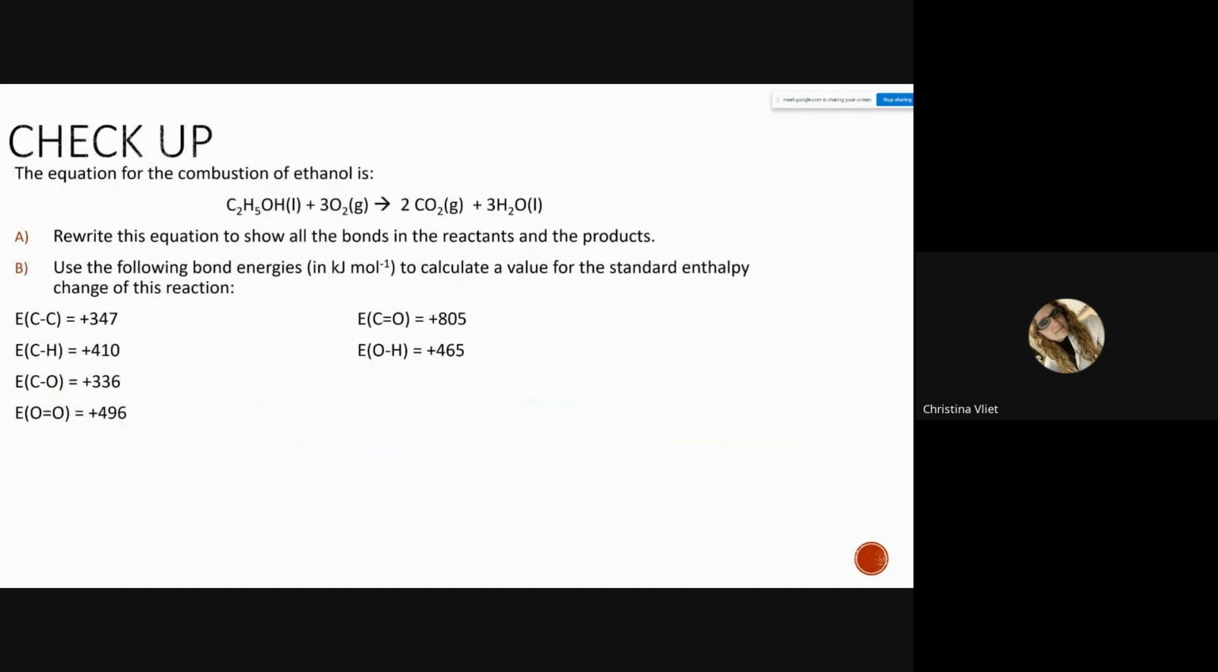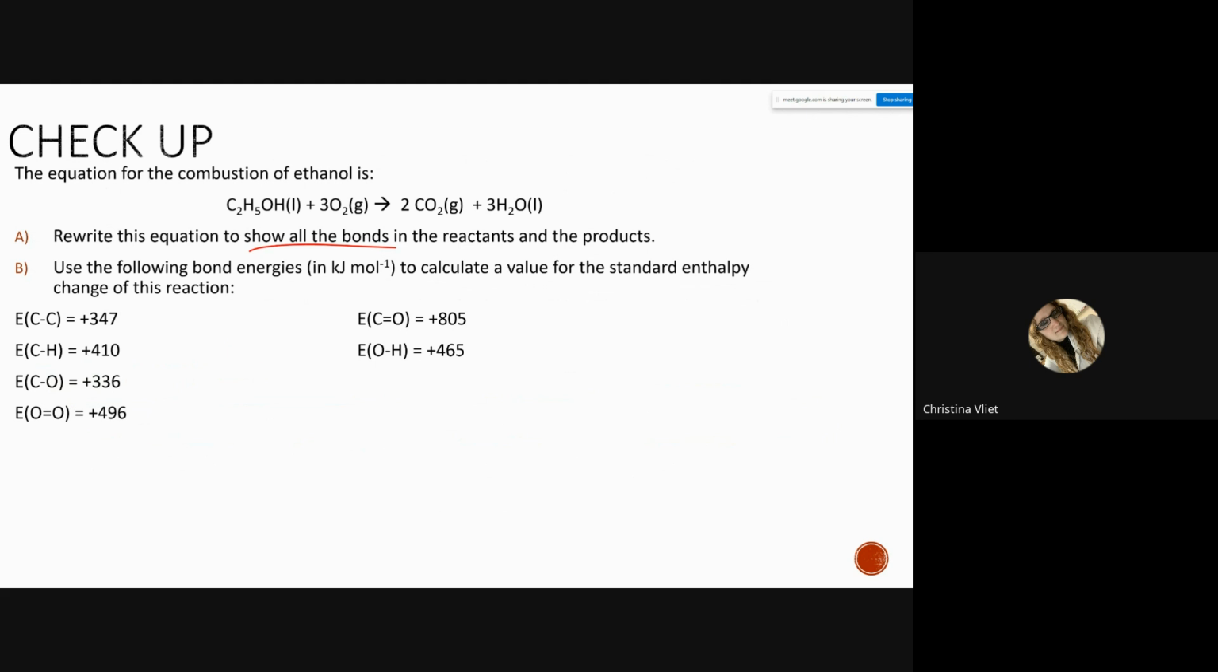Here we go. I think I've given you hopefully enough space to solve. It says the equation for the combustion of ethanol is here. A, rewrite this equation to show all the bonds. What do we mean by show all the bonds? Lewis structure. So what is the Lewis structure for C2H5OH? I'll write it up here.